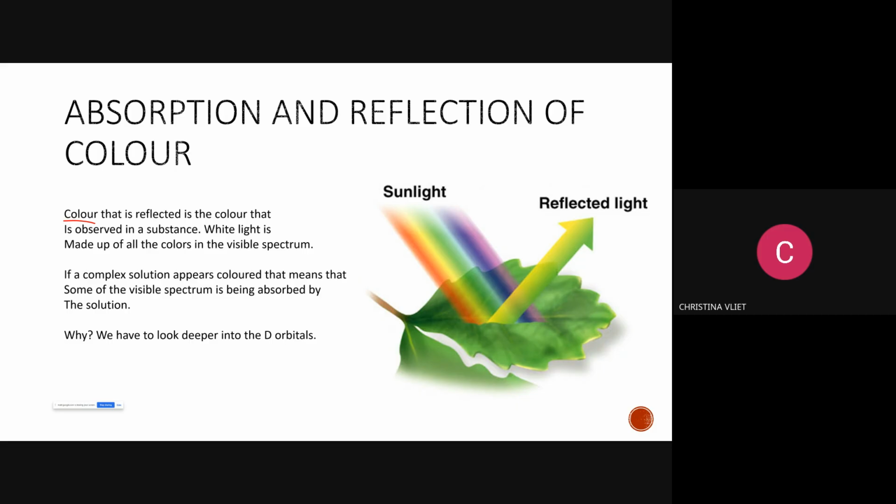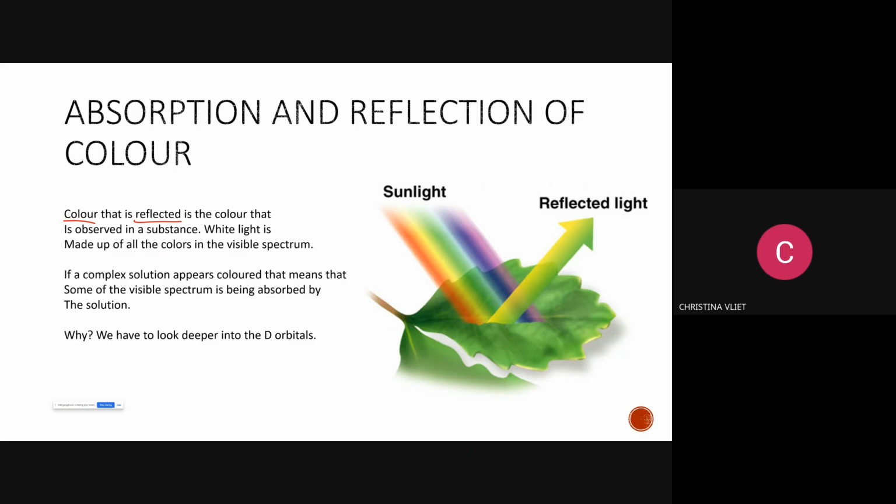So the color that we see is not the color that's absorbed by a substance, but rather the color that's reflected. So materials absorb all colors except for the one that's reflected. And that reflected one is the color that we see. And that's why I have colors here, just to help you remember this.